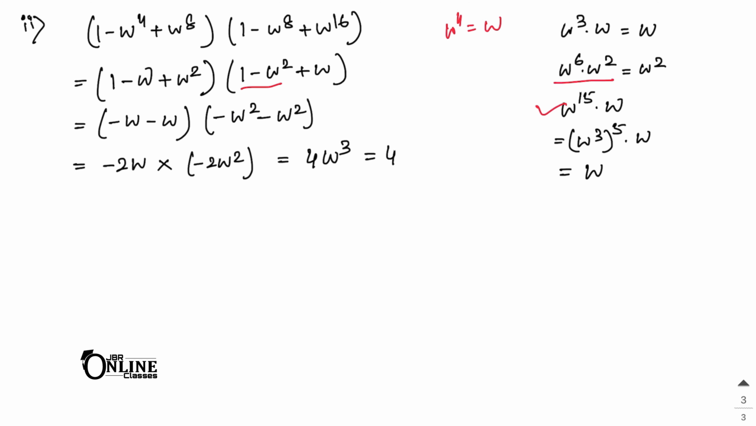Now here 1 - omega square + omega, so you know that 1 + omega equals minus omega square. So it will be here minus omega square and another minus omega square. Here 1 + omega square equals minus omega. So write down minus omega minus 2 omega. So here minus 2 omega into minus 2 omega square equals 4 omega cube, and that equals 4, which is your final answer.